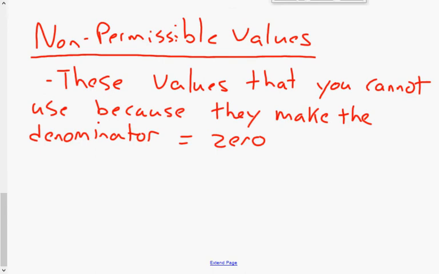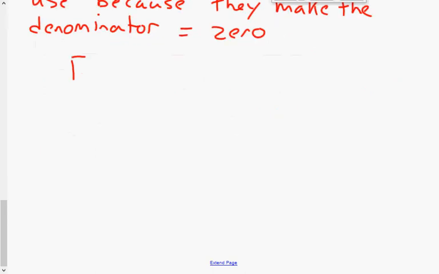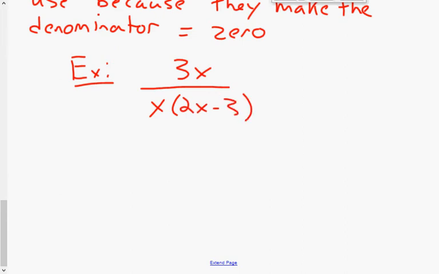Okay. So I'll start with some simple examples and we'll go from there. Let's go back to that one example I did: 3x, x, 2x minus 3. Now, normally you do this step first. If the question's asking for the non-permissible values, do this right away. Look at your denominator, and you got to ask, when can it not equal 0?